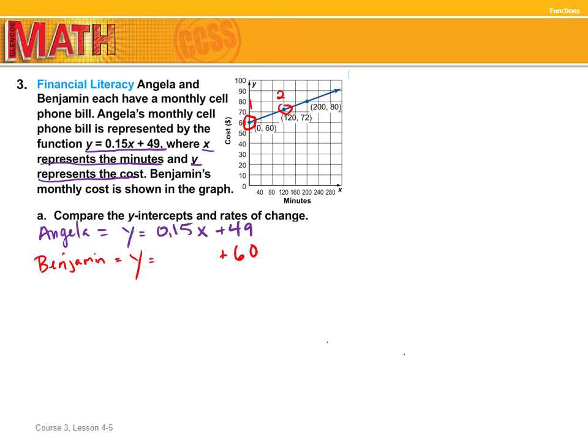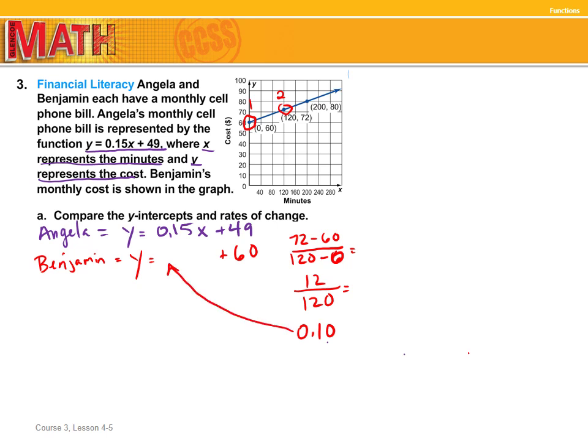And I'm going to find the rate of change. I'm going to take my y2 minus y1 over 120 minus 0. Pretty much we're looking at our slope-intercept form. So 72 minus 60 is equal to 12, and 120 minus 0 we know is 120. We want to divide this because we're trying to find the rate. So 12 divided by 120 looks like it's going to be 0.1, or 10 cents per minute.